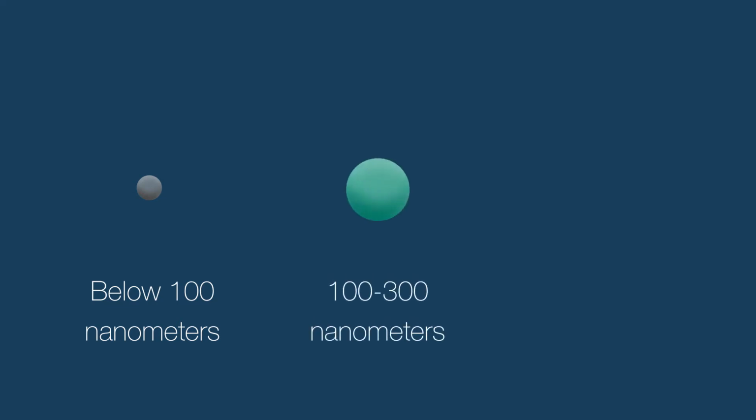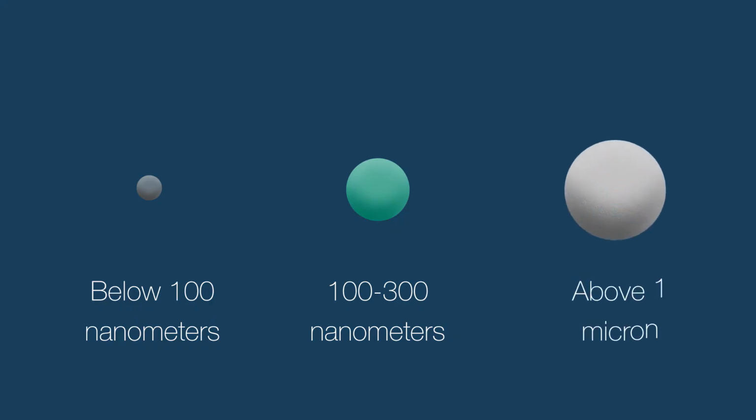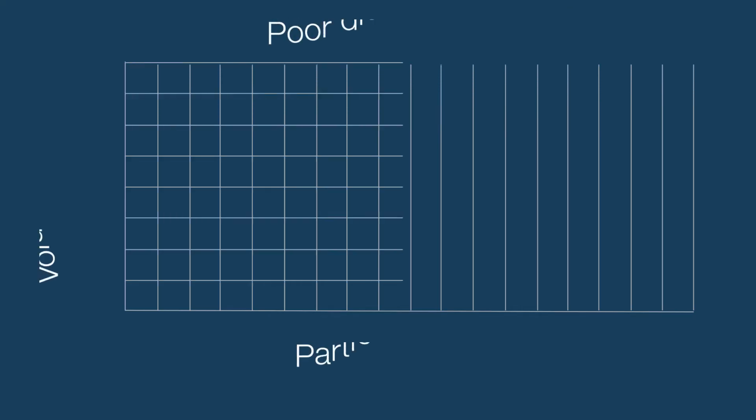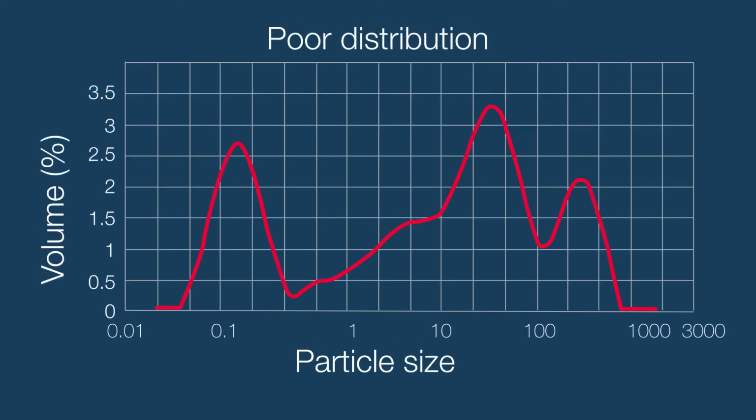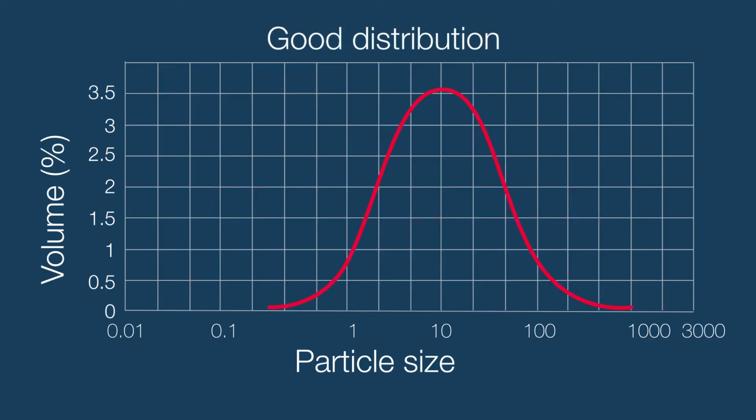Emulsions with dV50 below 100 nanometers will be transparent to semi-transparent. Emulsions from 100 nanometers to approximately 300 nanometers will be opaque with a blue tint. Above 1 micron will be opaque in shades of white. Particle size distribution is also important, as a stable emulsion will generally have a narrow distribution without any extraneous peaks. The particle size and distribution you target will also depend on the application.